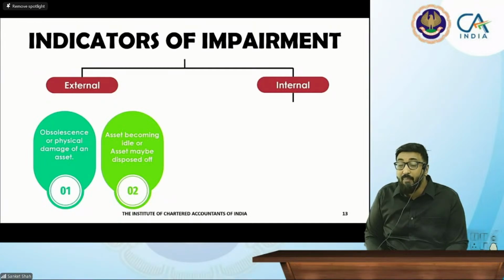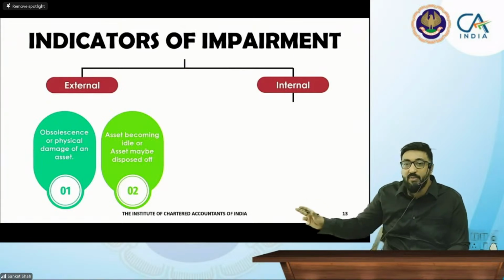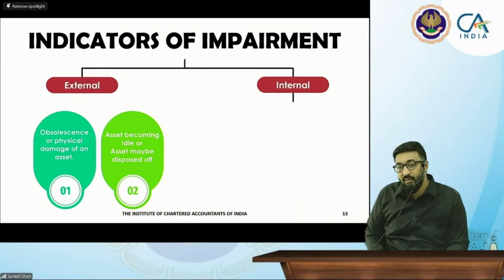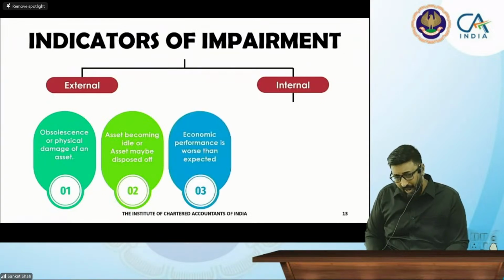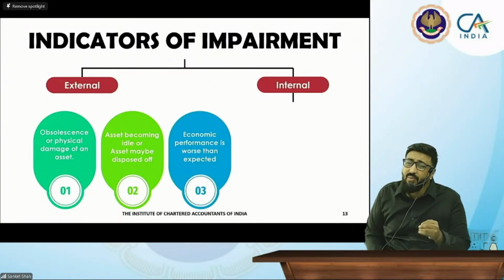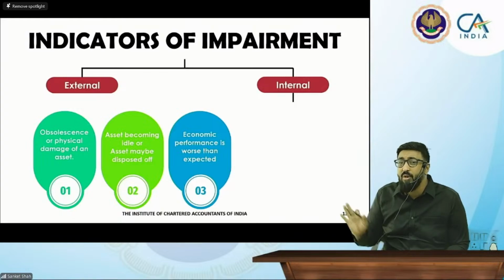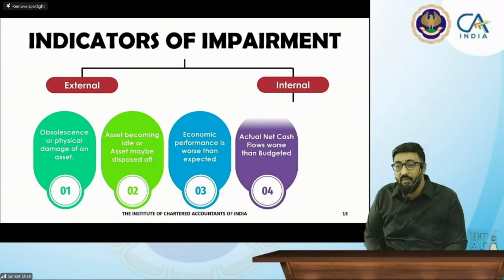It might happen that you purchase an asset but you are not using it. It is an idle asset. Like at home, you keep a spare mobile. Okay, idle. Your asset is not giving you proper performance. So it is not a market indicator, it is not an external indicator, it is an internal indicator. Performance is not coming properly.